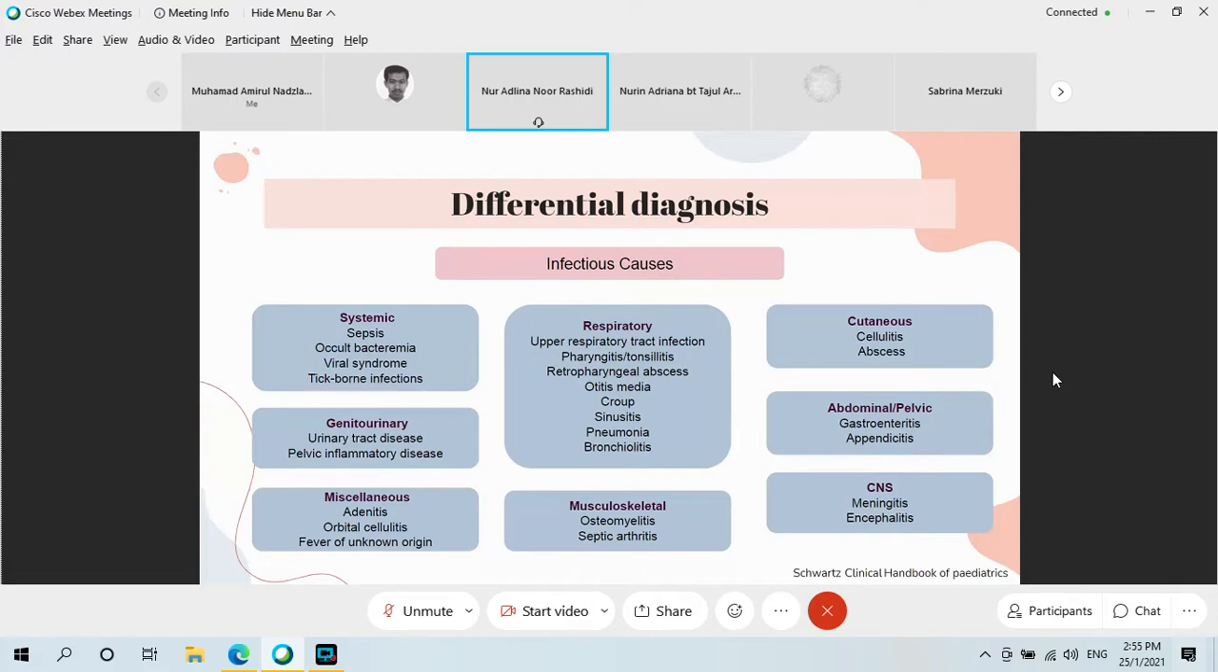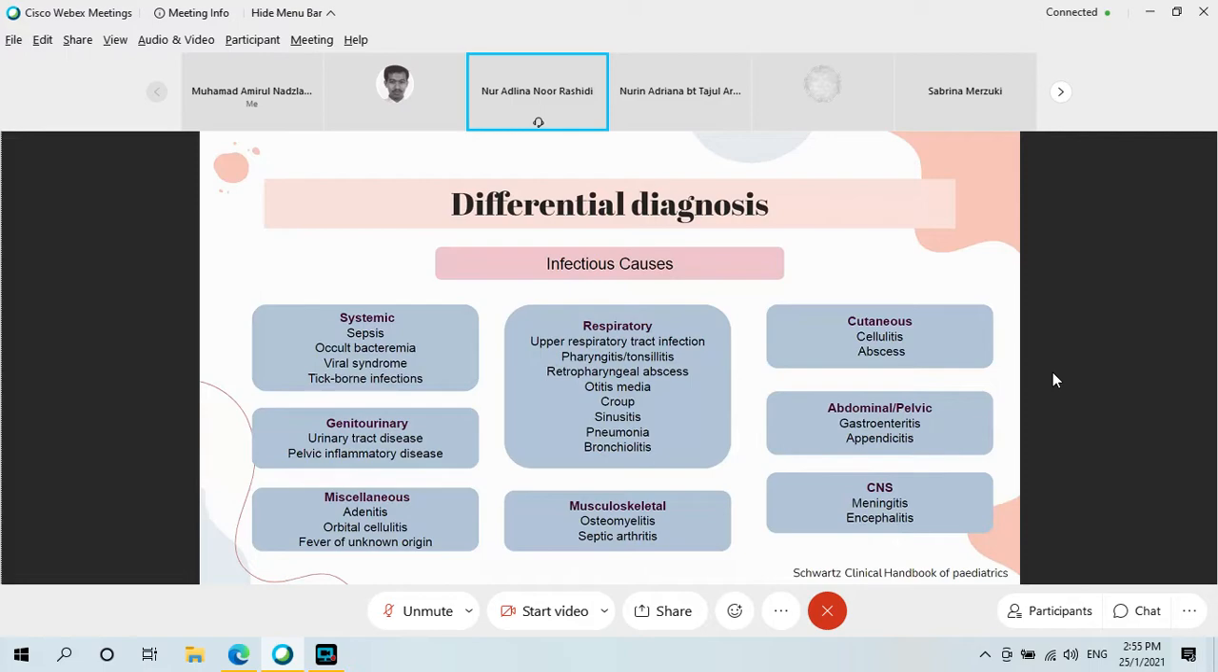If there is any infection in the central nervous system, we might think of meningitis and encephalitis. But for meningitis, another presenter will present about it later. And then if there is systemic infection, we might think of sepsis. So we need to look for any signs of hyperventilation, any tachycardia, any convulsion, or any shortness of breath.